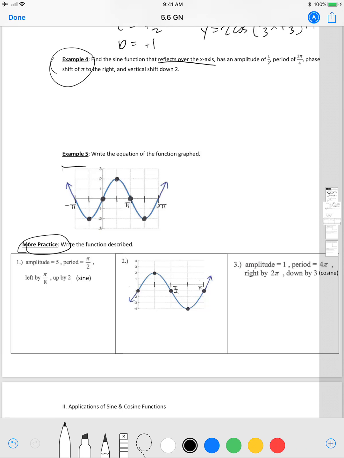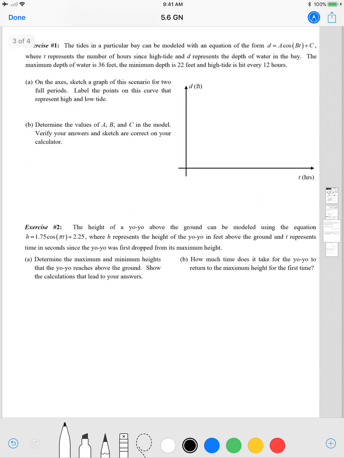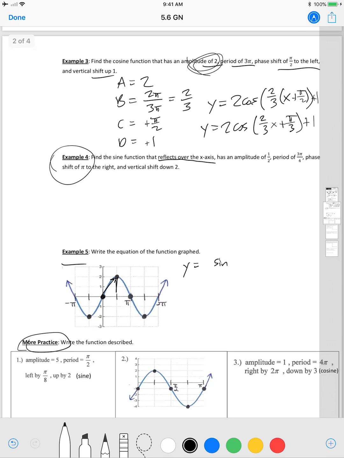So we can also do this when given a graph. So if I'm given this graph, I'm starting here and I'm going up, so I'm going to say this should be a sine function. My amplitude, I see right away, is 2. My height from the midline is 2. So I know A is 2. I haven't been flipped, so it's not negative. There's no phase shift from what I can tell. The graph isn't shifted any to the left or to the right.